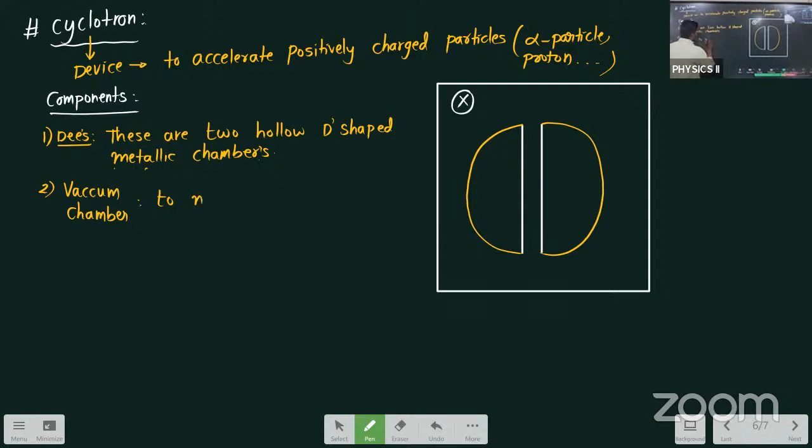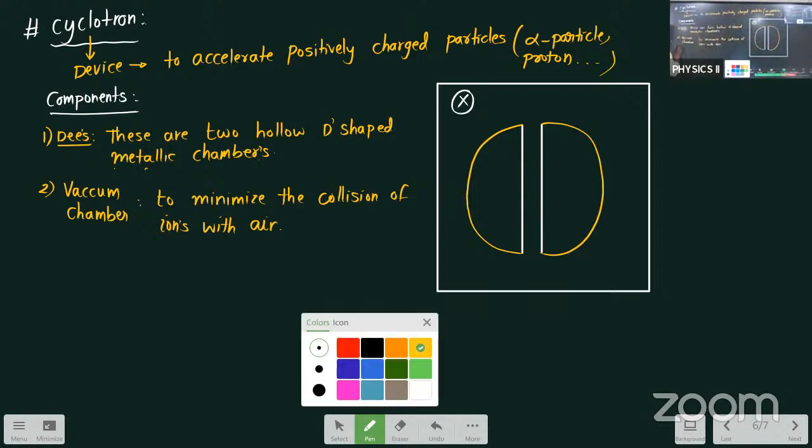To minimize the collision of ion with air. Why are we using this vacuum chamber? Whatever ion we are taking, for accelerating it to high energy, in order to minimize those ions' collision with the air molecules, we are enclosing the entire setup inside what? A vacuum chamber. Let us see the third component.